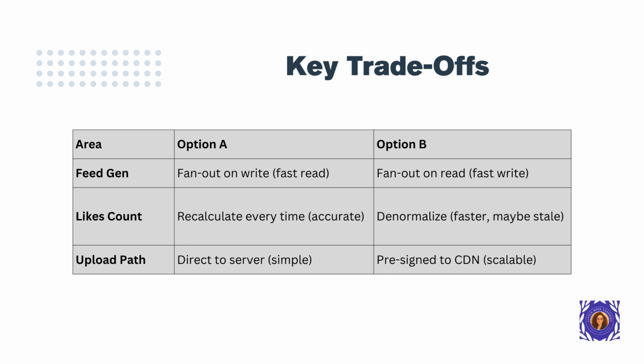The key is understanding your specific requirements and user patterns, then optimizing for what matters most. There's no universally correct choice, only choices that are right for your specific scale, budget, and user expectations.